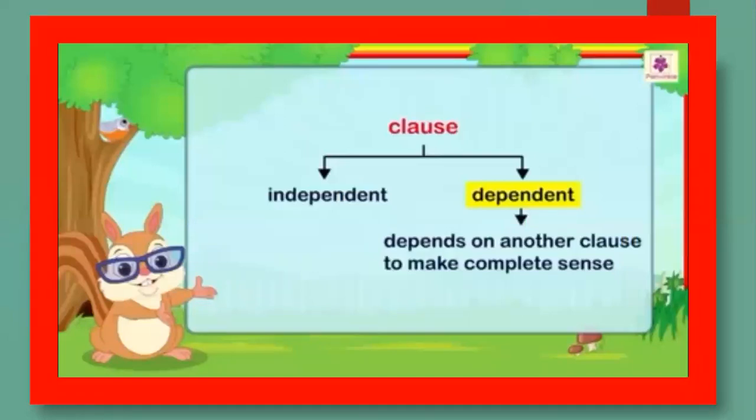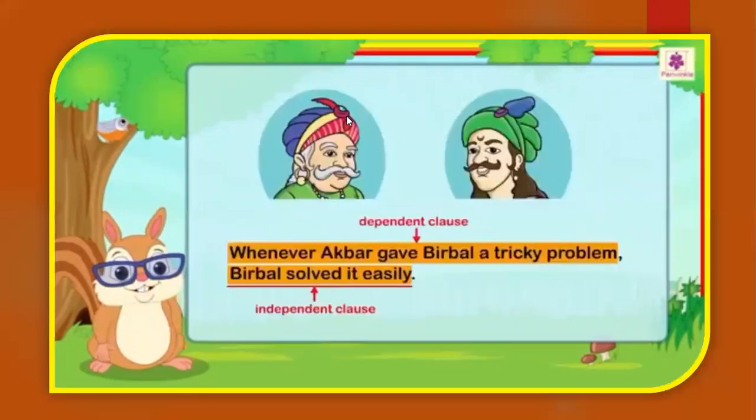So independent clause, it is clear. Now comes your dependent clause. A dependent clause depends on another clause to make complete sense. For example, you can see, whenever Akbar gave Birbal a tricky problem, Birbal solved it easily. Now, whenever Akbar gave Birbal, so it is a dependent clause. That means it has to depend on the other. Because whenever Akbar gave Birbal, what? The meaning is not clear unless and until we read the other part. So whenever Akbar gave Birbal, this is the dependent clause.